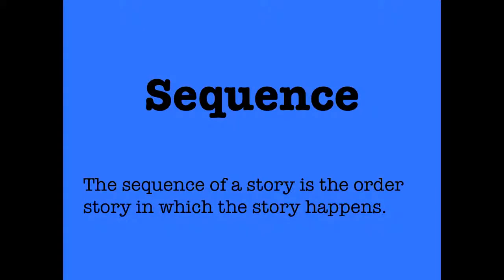Today we're going to be talking about sequence, or the sequence of events. As you know, the sequence of a story is the order in which the story happens. We've thought about the story kind of in three parts: the beginning, the middle, and the end. So as you're reading, you should be thinking about those same things.